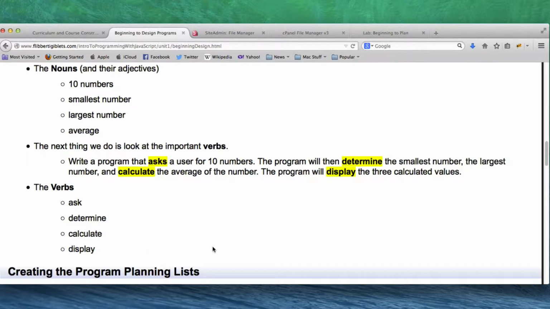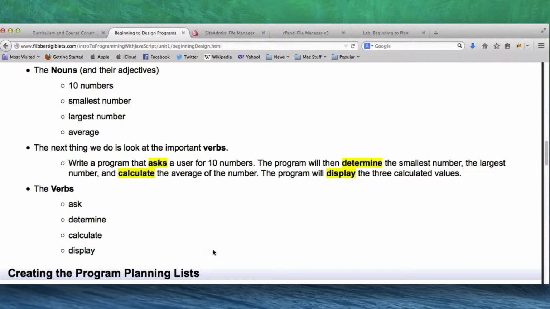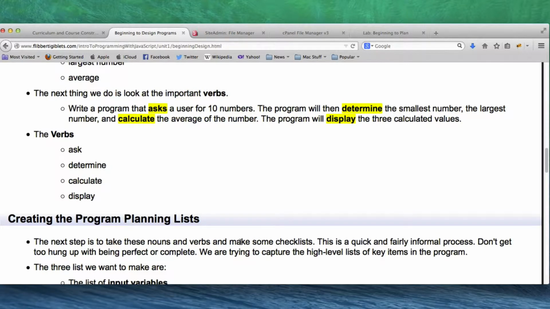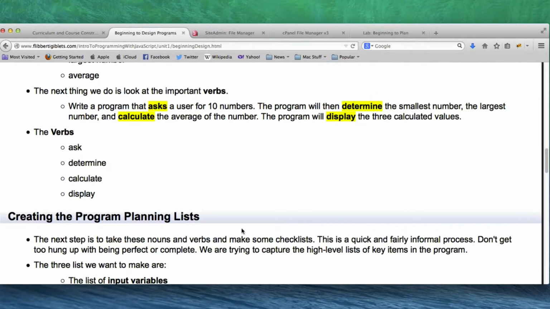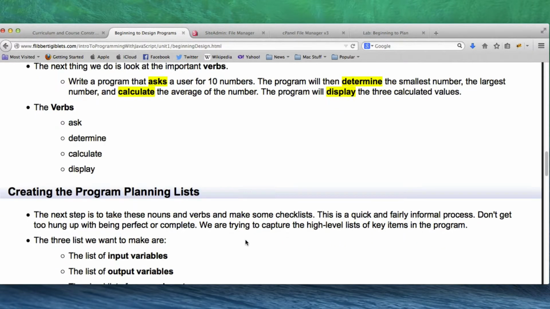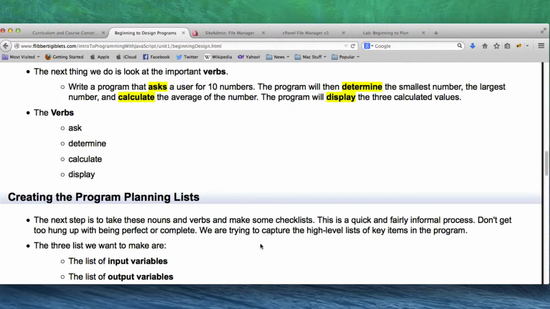All right, so now we've captured our nouns and we've captured our verbs. Then what we want to do is put these into something called program planning lists. You remember what I said is that all programs take input, they do some processing, and then they provide some output. All right. So it's kind of a pretty informal process. Once you take a look at these problem statements, you won't always have to write down the nouns and write down the verbs per se, because we're going to take a step after that.